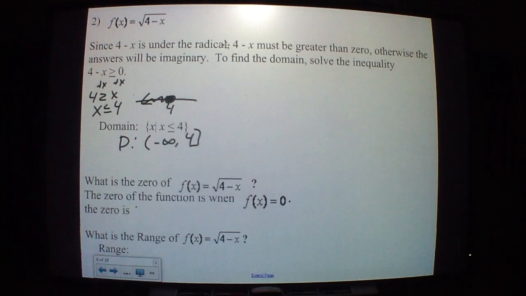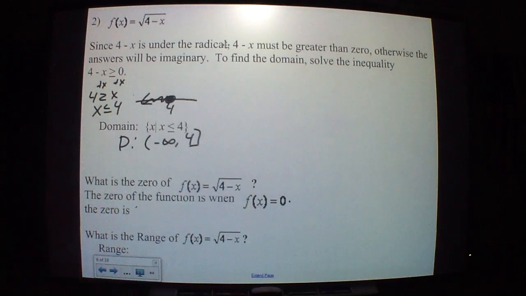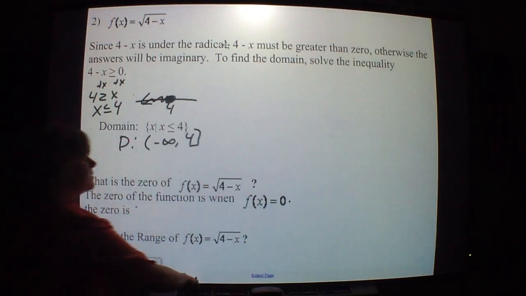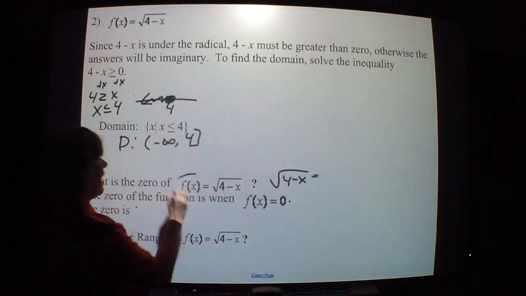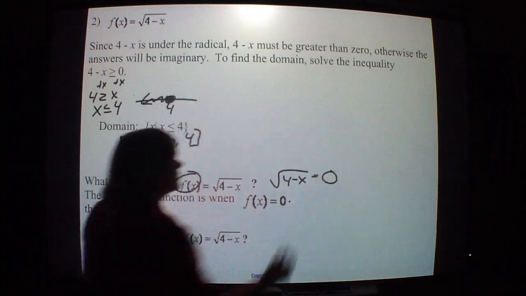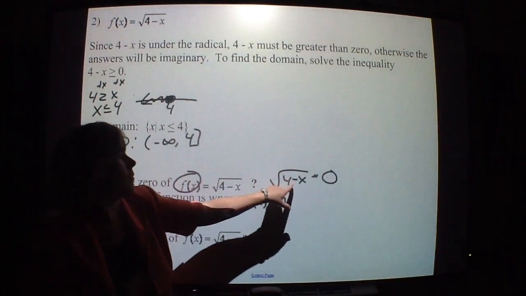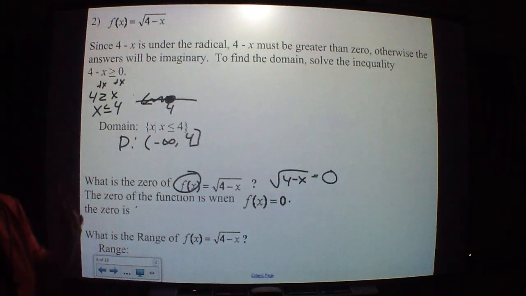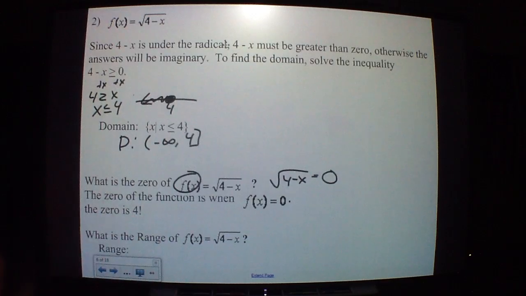Zero of a function, you need to know what a zero of a function is. The zero is defined when f of x is equal to 0, or my y is equal to 0. So my f of x, 4 minus x, is equal to 0. If I were going to solve that, square both sides, so you have 4 minus x is equal to 0. So x is equal to 4. So the zero is 4.